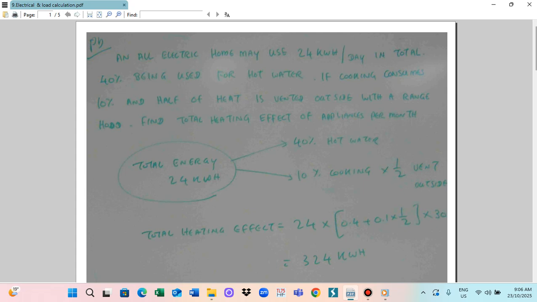Okay, so in total, 40% is the hot water, 10% is cooking, and half is vented outside. So this means we need to work out how much heat goes to the home, the heating effect of the appliance. So we take the 40% hot water, which produces heat, and also the 10%, but not all of the 10%, only half went outside. So this means that we can calculate the heating effect.